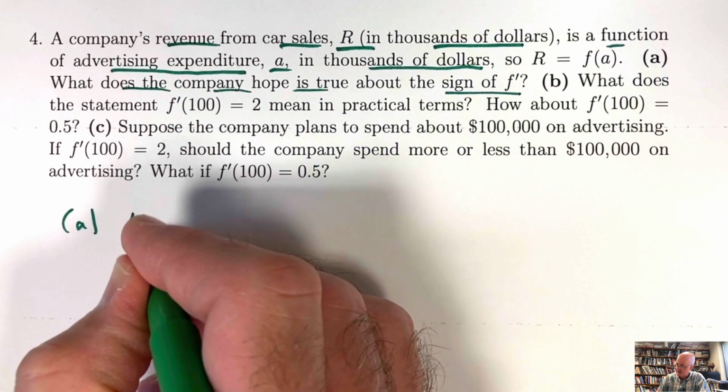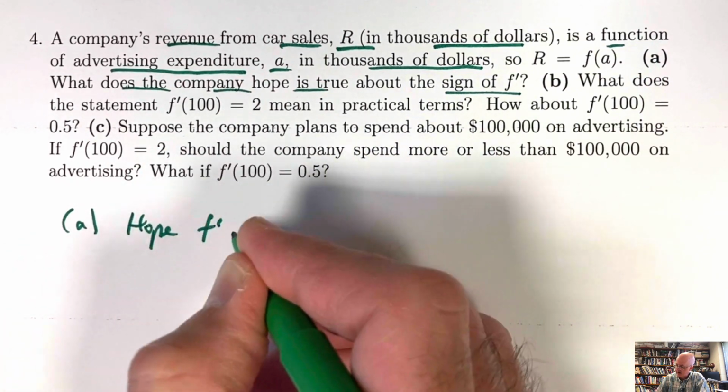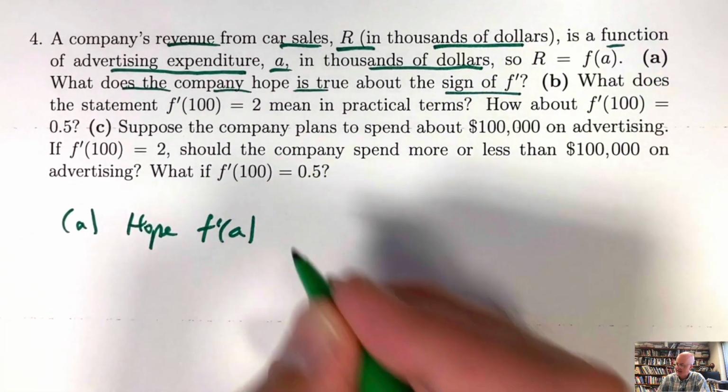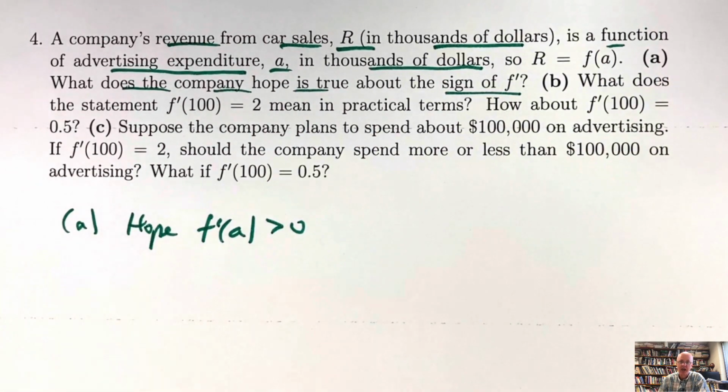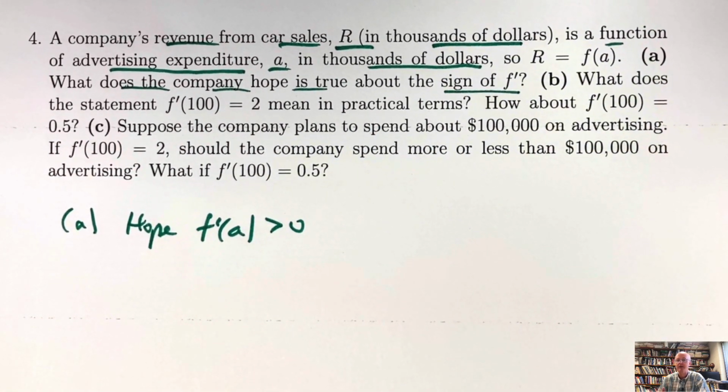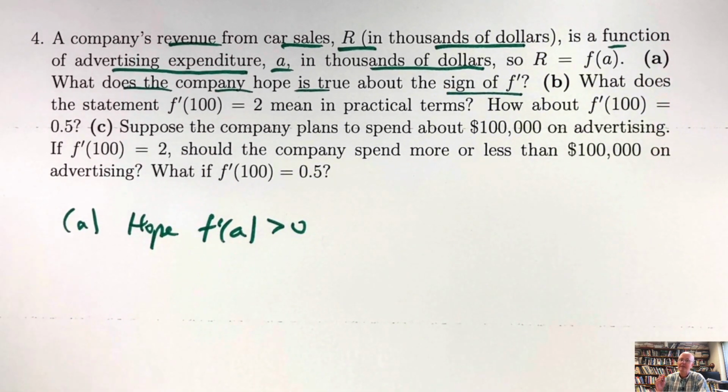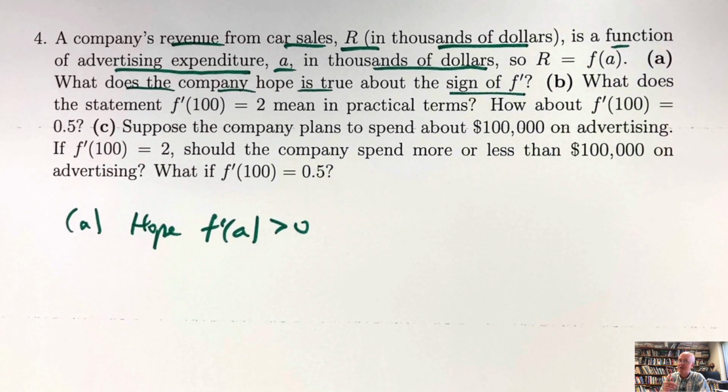We hope f prime as a function of A is positive, meaning the rate of change of the revenue with respect to advertising dollars is positive, meaning the graph of R with respect to A is increasing. You've got positive slopes. As you spend more in advertising, you're going to get more revenue. That's a minimal hope. It's not necessarily as good as can be, though, as we will see in this problem.